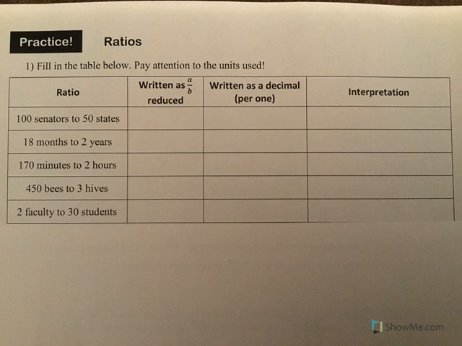So 100 senators to 50 states. Well, whatever comes first, remember, goes in the numerator of the fraction. So 100 over 50, which does reduce to be 2 over 1. So as a decimal, that would just be 2. Your interpretation: whatever comes first is on top. So there are 2 senators for every 1 state. Nothing new, we all know that.